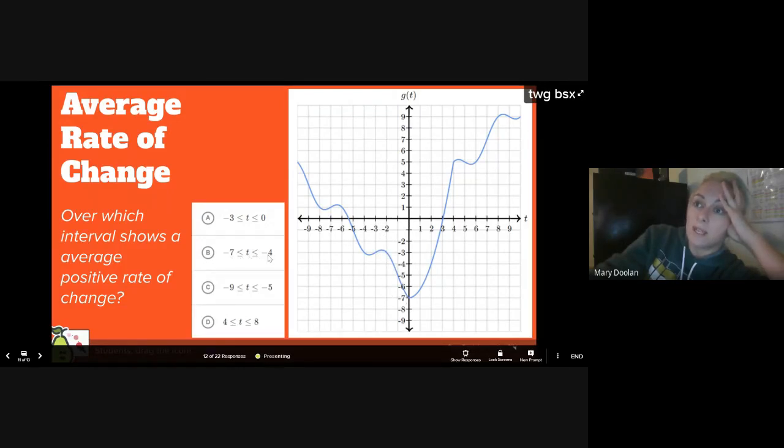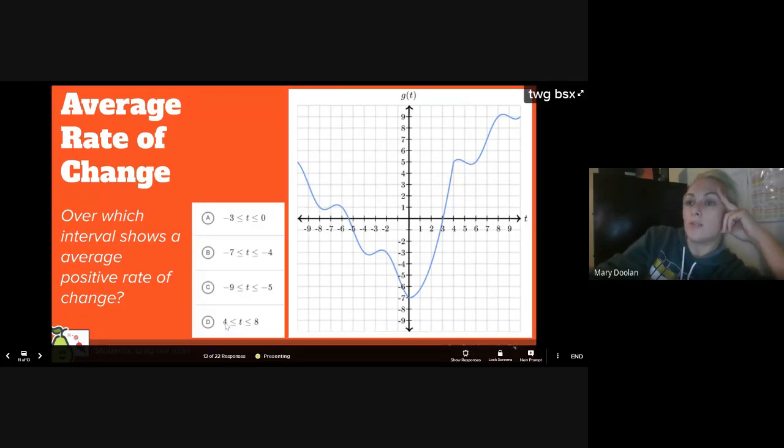Negative 7 to negative 4. Starting at negative 7 to negative 4, look at the blue line, and it's going down. That is not a positive rate of change. We're looking for the average rate of change to be positive. So far we've seen just negative. Negative 9 is less than or equal to t is less than or equal to negative 5. Negative 9, negative 5, right here. We're going down, we're going up, but then we end up coming down. So that's still negative. And the last one must be it.